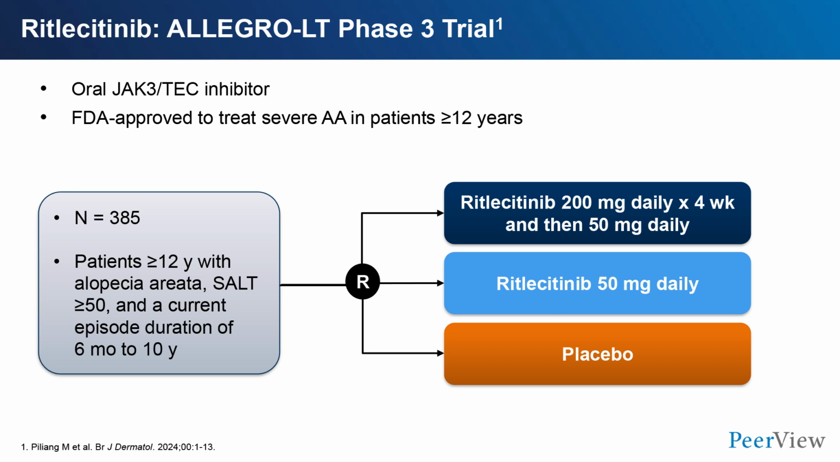So in this trial, patients greater than or equal to 12 years of age with a SALT score of greater than or equal to 50 and a current episode of 6 months to 10 years were put into the trial, and several different doses of medications were used. Ritlecitinib 50 was what was ultimately decided upon as the approval dose, but there are many other combinations of doses in the 2b, 3a trial. And of course, all of this was compared to placebo.